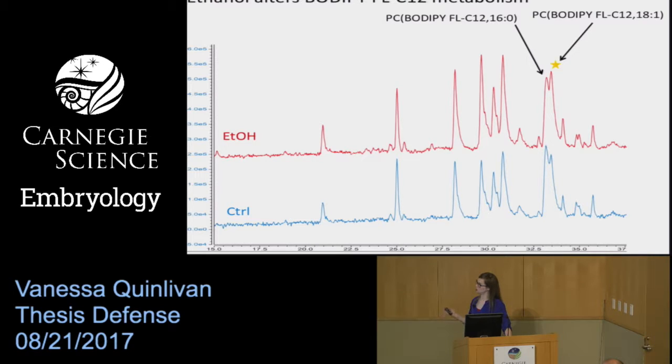There are more changes that you can see through quantitation, but one thing I observed right away from looking at the chromatogram is that in the ethanol-treated larvae, we get an increase in this lipid species, which I've identified by mass spec as PC, a common membrane phospholipid that's carrying BDP-C12 and oleic acid, which is a monounsaturated fatty acid that's common in membranes. The one that runs right next to it, which is BDP-C12 plus palmitic acid on a phosphatidylcholine, doesn't change.